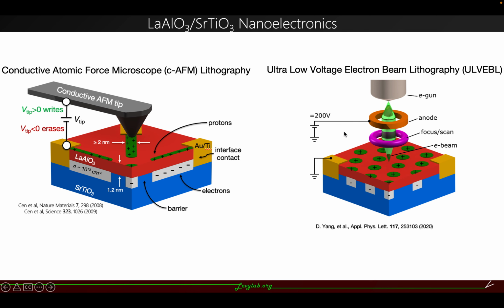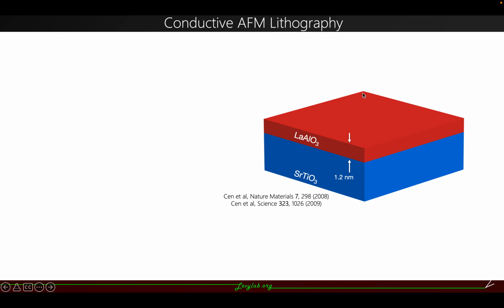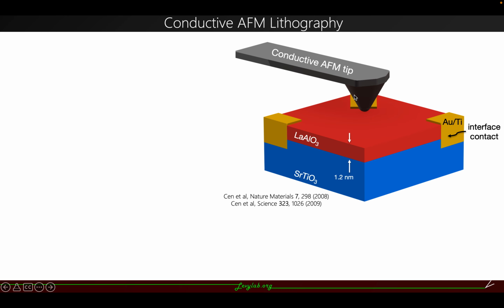In our lab, we are interested in creating nanoelectronics devices at the interface of lanthanum aluminate strontium titanate heterostructure, generally with two techniques: conductive atomic force microscope lithography and ultra-low voltage electron beam lithography. For conductive AFM lithography, we first deposit gold titanium electrodes to make contact with the LAO-STO interface. Then we use a biased AFM tip to create devices.